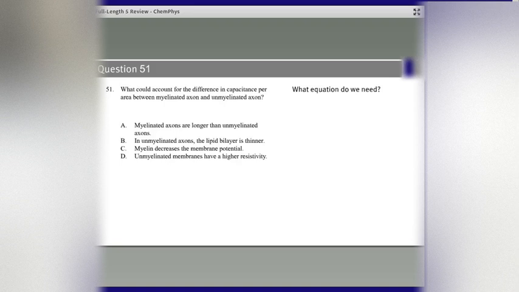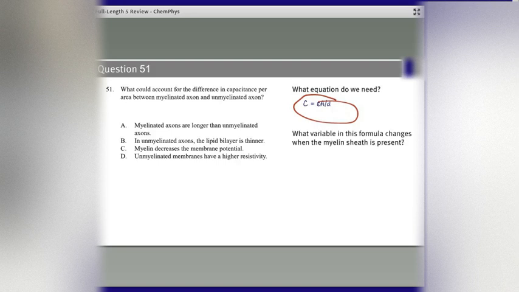Now, what happens sometimes is if you did not know this equation, this question becomes a little bit more difficult. So in a lot of ways, the MCAT does reward the student who does remember their equations properly. But taking this into account, what variable in that formula changes when the myelin sheath is present? Well, if you're wrapping something around, it has to be that D, or that distance or thickness around. So if you increase that thickness, what would it do to the overall capacitance that you have?